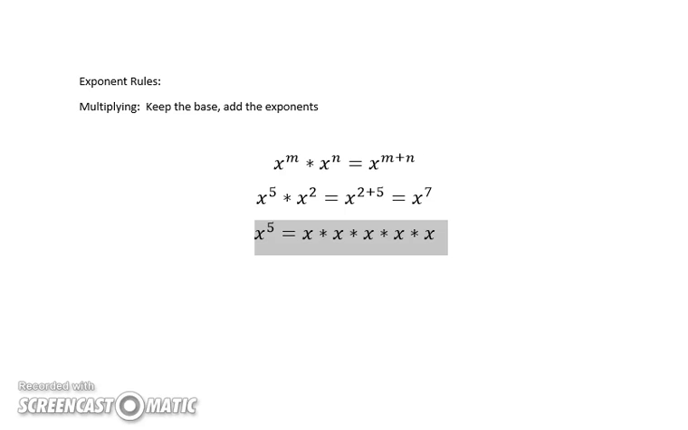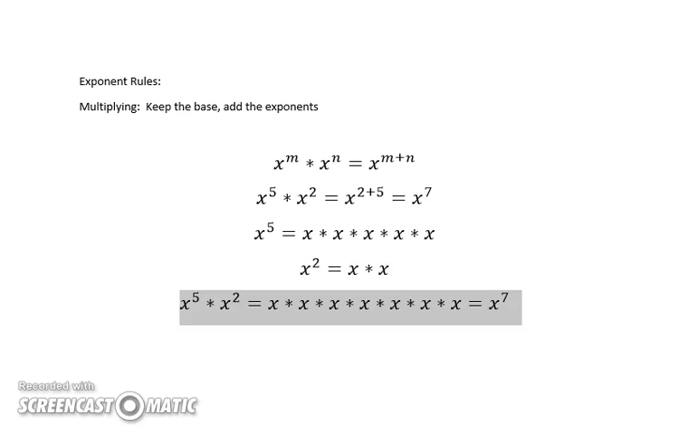Think about x to the 5th as really x times x times x times x times x. And x squared is really x times x. So when we do x to the 5th times x squared, what we get is x times x times x times x times x times x, or x to the 7th. And that's a way that you can remember this rule. So you're going to keep that base or that variable, and you're going to add the exponents.